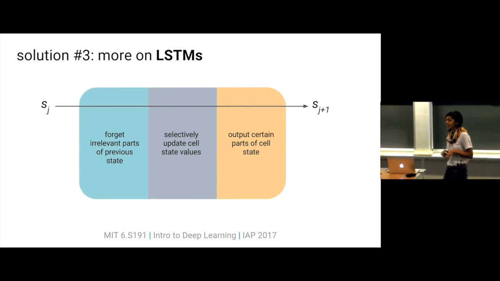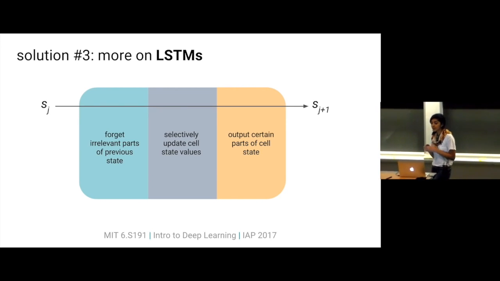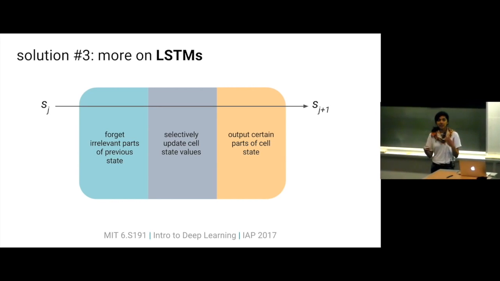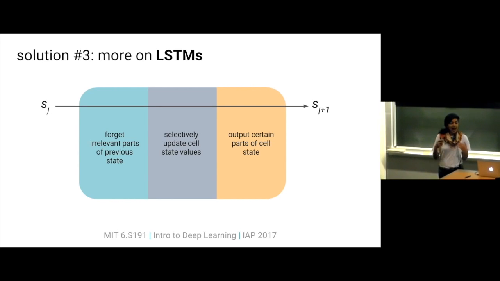Okay, so again, with an LSTM, we first want to forget irrelevant parts of the cell state, selectively update the cell state values with things we think will be important, and then output certain parts of the cell state that we think are important to predicting the output at that time step.